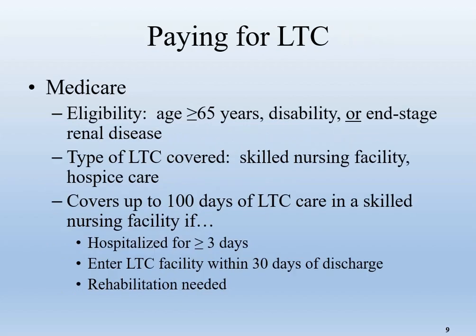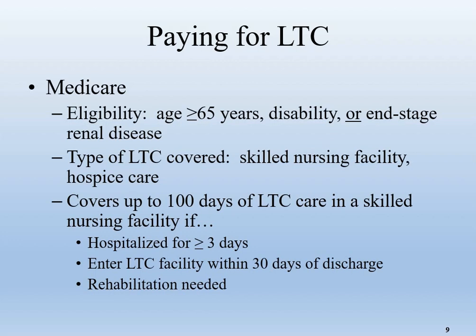Paying for long-term care: Medicaid and private insurance. It depends on the state. It's based on income and assets. It's needs-based, and the type of long-term care covered includes skilled nursing facility and home health care. Now, we'll talk about spending down.